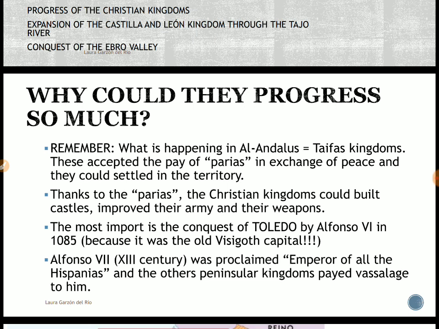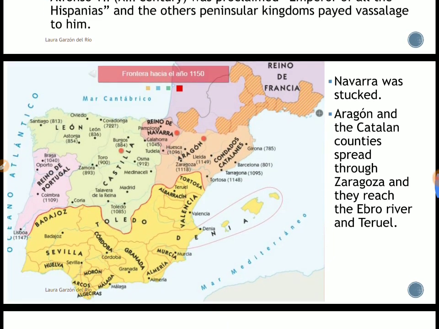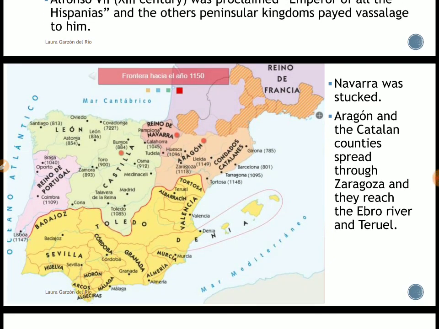With Alfonso VI, they're going to move south and conquer Toledo. The conquest of Toledo in 1085 is going to be a very important symbol because it was the old Visigoth capital. Alfonso VII is going to be proclaimed the emperor of all the Hispanias, and the other peninsular kingdoms paid vassalage to him. You can see here the new situation around the 12th century.